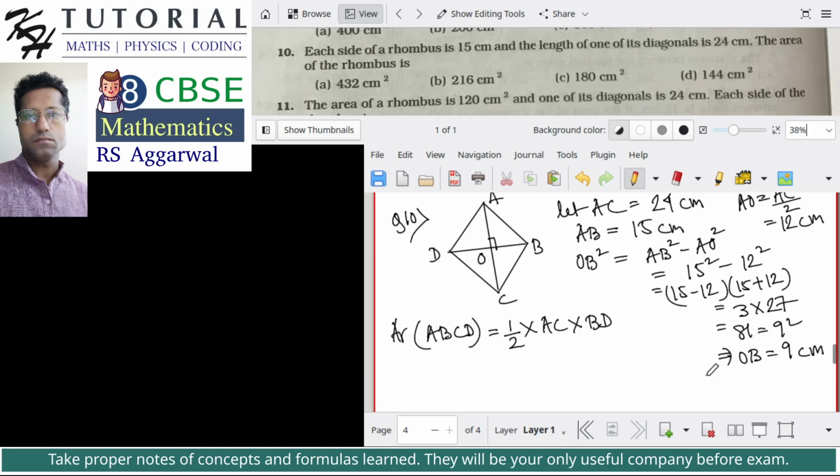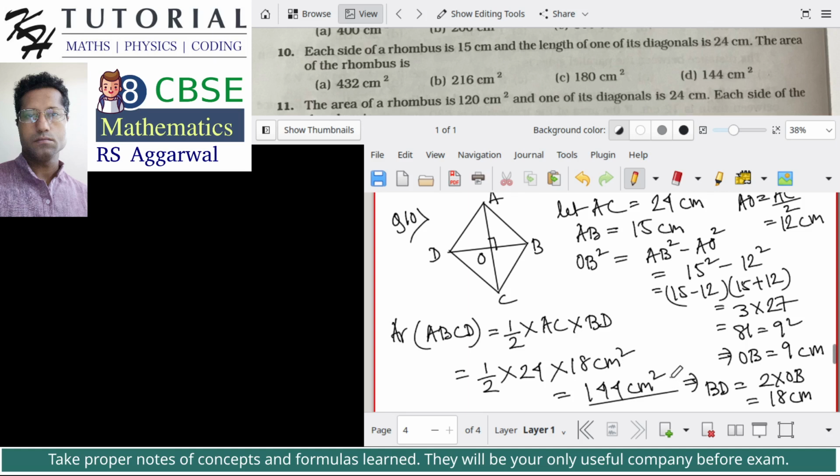If OB is 9 centimeter, this will imply BD will be twice of OB. This is 18 centimeter. So the length of the other diagonal is 18 centimeter. So now the area will be half multiplied by the product of the diagonals. AC was given as 24 and BD we have found to be 18. So this is equal to 216 centimeter square.